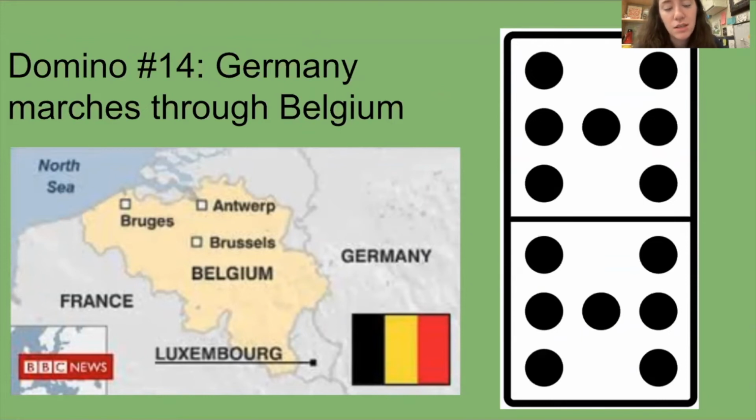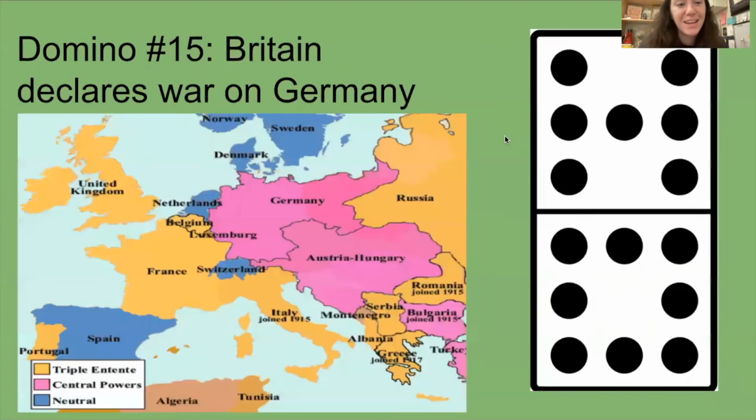We see Belgians kind of fighting this, right? Telling them, no, you cannot march through here. We're not going to let you. So everyone's just getting involved. And then we see Britain declaring war on Germany. And this is where everybody's alliance starts to back them up.